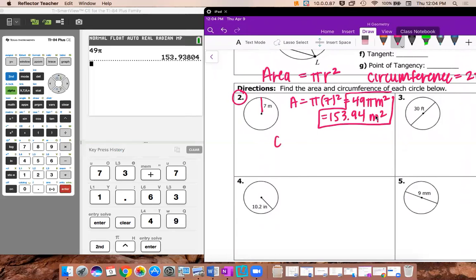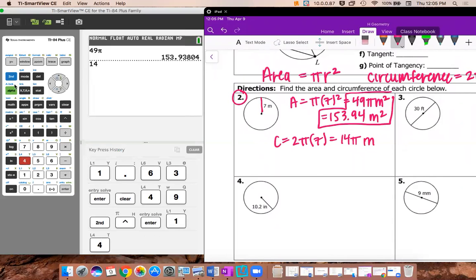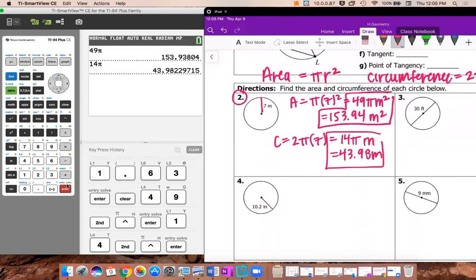And then to get circumference, we just do 2 pi r. So this is just 14 pi meters. And again, if you want to make that rounded, not exact, you just do 14 pi and you get 43.98 meters. So either one of those is totally fine for your circumference. You're just going to finish those ones. Remember, if you have a diameter like over here, you just need to cut it in half.